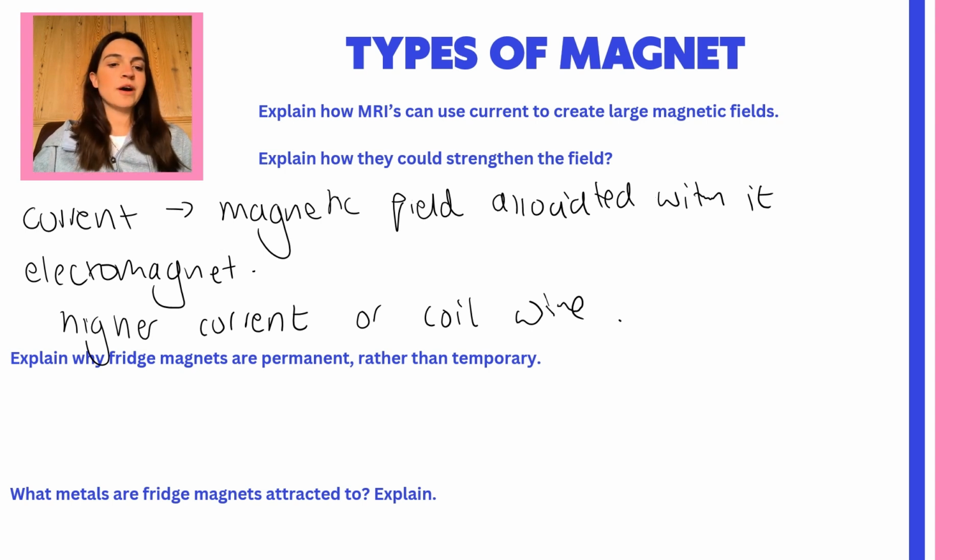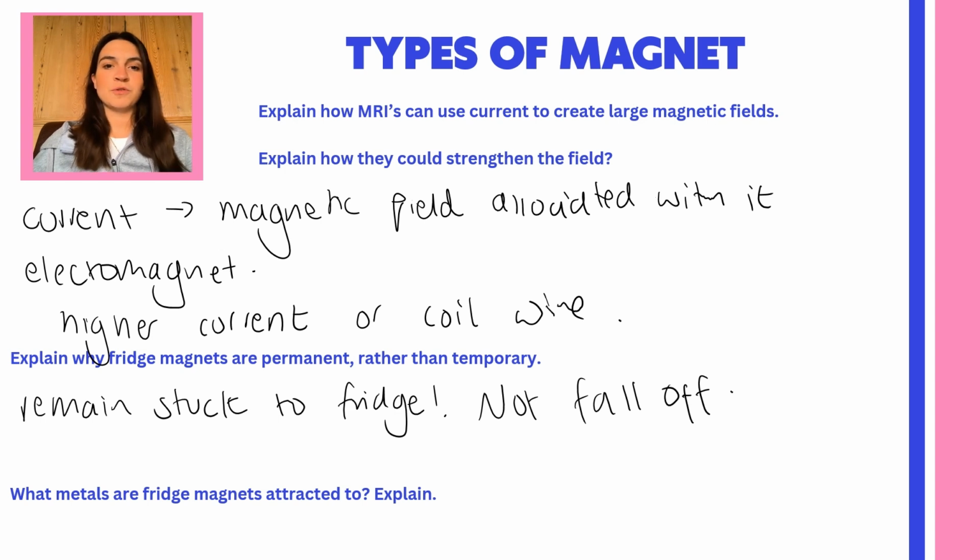Okay, explain why fridge magnets are permanent rather than temporary. Well, it's pretty obvious really. You do sort of want them to remain stuck to the fridge. So you need them to be permanent, not temporary, so they're not just constantly falling off. So it would be really helpful if they have their own magnetic field. Remember, that's what a permanent magnet means.